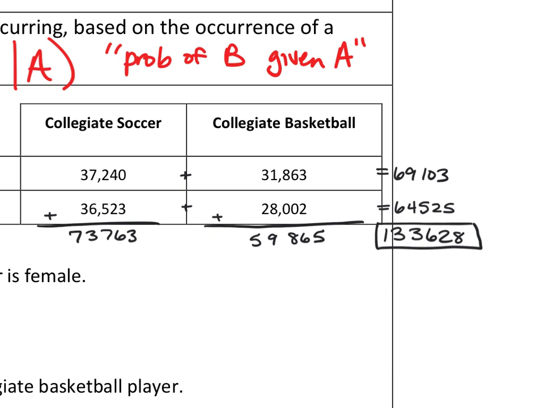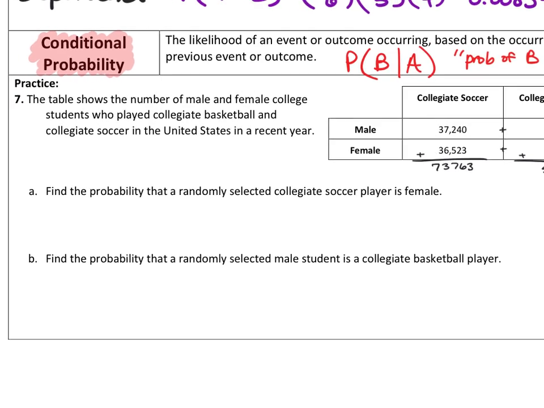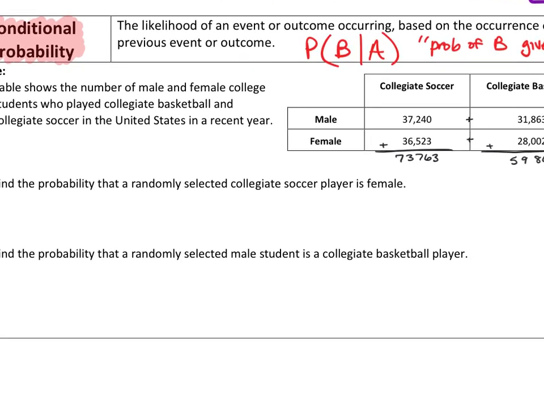All right, let's read the actual question here. Part A says, find the probability that a randomly selected collegiate soccer player is female. Here's how we would write this. We were asking for the probability that someone is female given they play soccer. So we already know they play soccer, so we're only looking at the total number of soccer players because we know we're just looking at those.